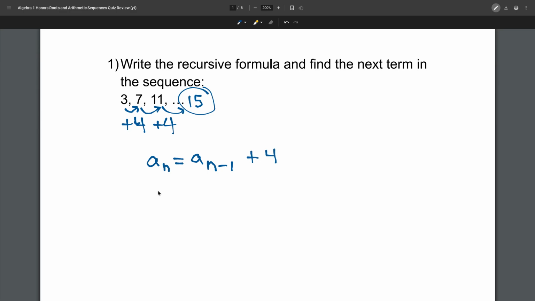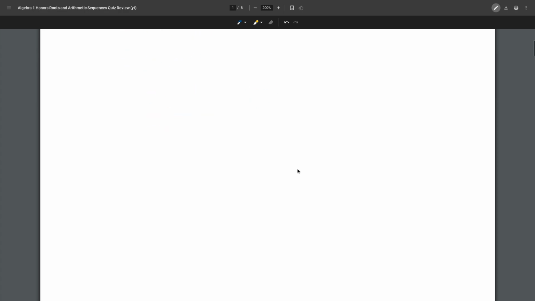A lot of times you'll see a sub 1, or even sometimes a sub naught, equal to what the first term equals, so you can use this formula. Because if you don't have that, and you don't know what one of the terms in the sequence is, it's tough to find the next one. Okay, let's take a look at the next problem.